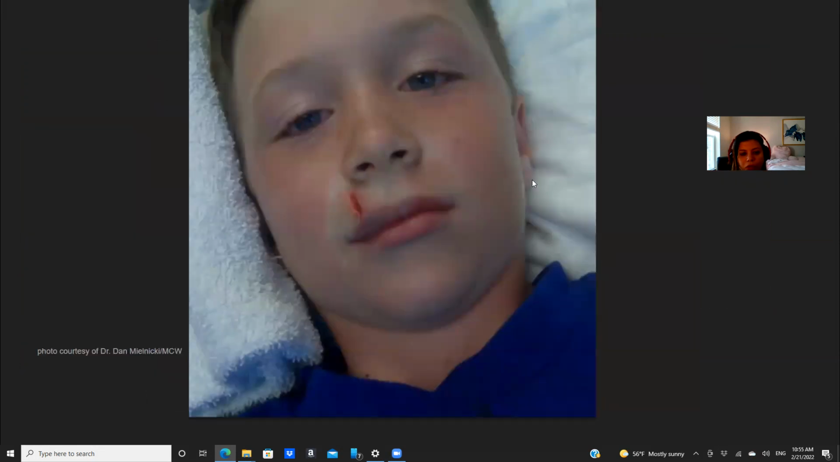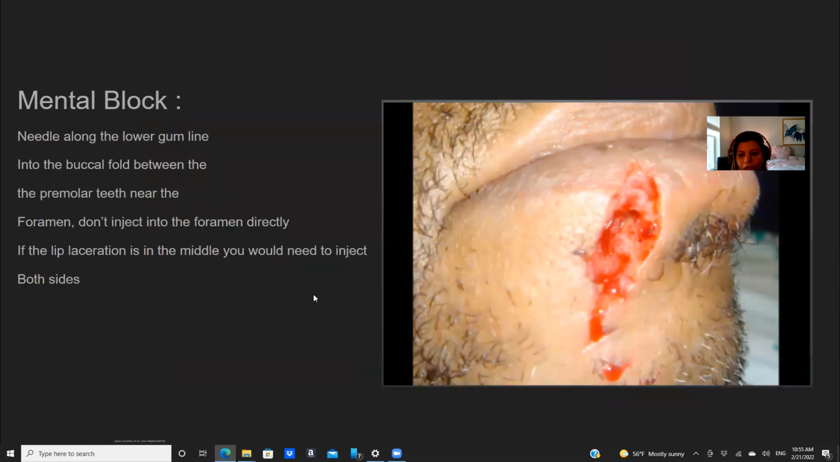So this would be a perfect example for why you would want to do an infraorbital nerve block. This kid has a laceration of the upper lip, and you really don't want to distort the anatomy. So that would be a perfect infraorbital nerve block. Okay, now we're going to do mental blocks.